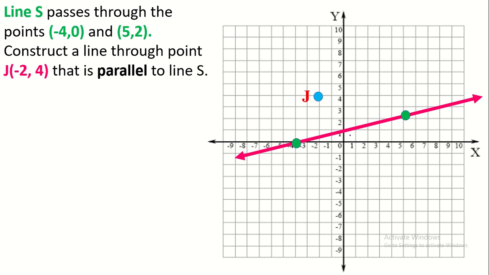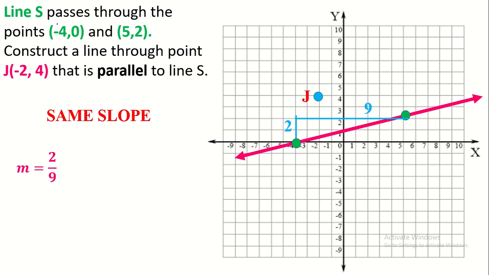Now, the word parallel should tip us off to thinking the same slope. So we can go ahead and find the slope just by calculating the rise over run. We should notice that moving from point to point, we're moving up 2 units and to the right 9 units. So the slope of line S is 2 over 9.